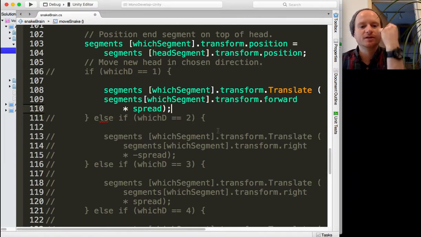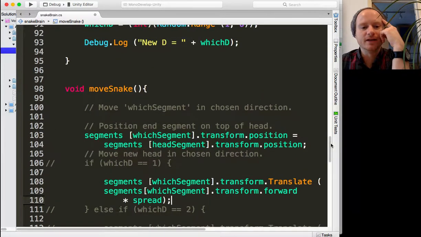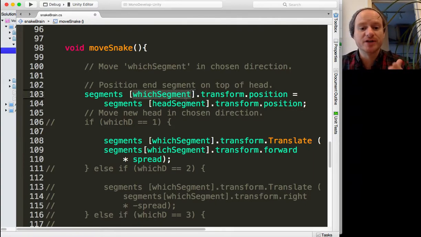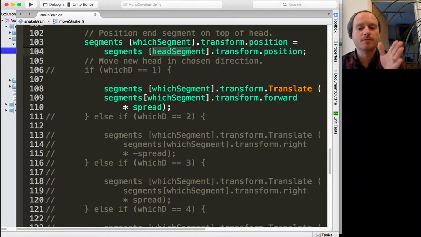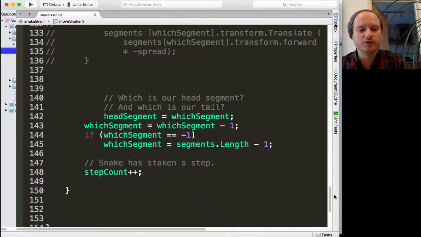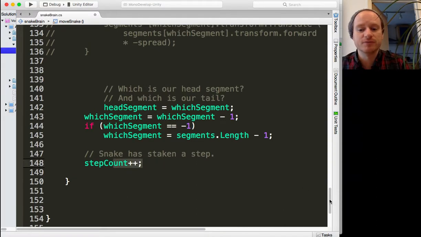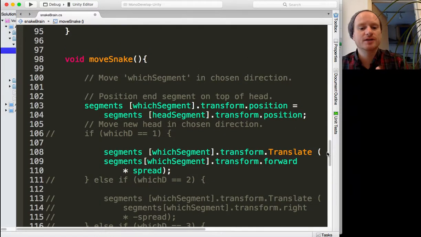So all we're doing in movement is moving the tail segment, which is held by the which segment variable or index in the array. We're moving that to the head of the snake. We're then moving that new head of the snake forward, and then down at the bottom, remember, we just make sure that the head segment is now the segment we've just moved. There we go. And we say the tail segment is the previous segment in the array. And then we increase a step because we've moved our snake 1 step. Okay, so we've taken care of the movement.